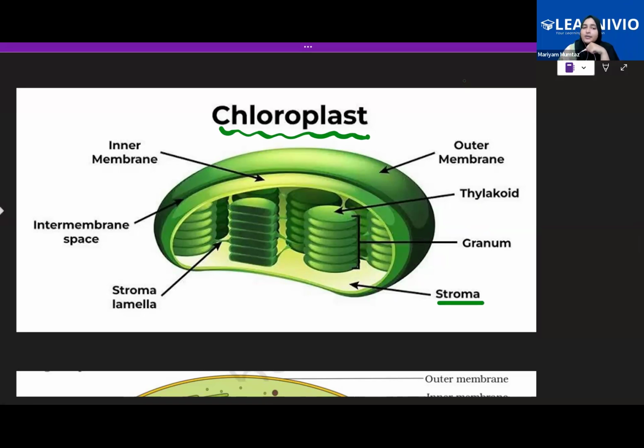And inside the chloroplast, you'll have coin-like structures called the thylakoid. A stack of thylakoids is called the grana. Now, several grana are connected together with the help of a structure called stroma lamellae. Okay, this is the basic ultrastructure.